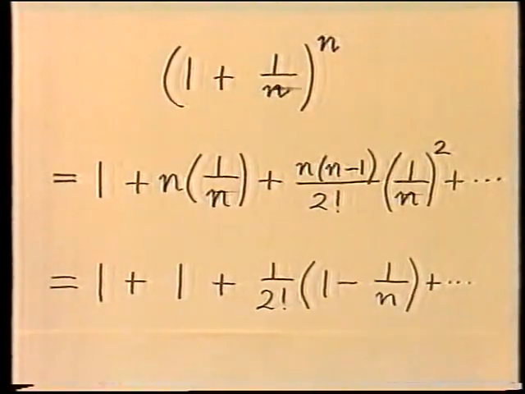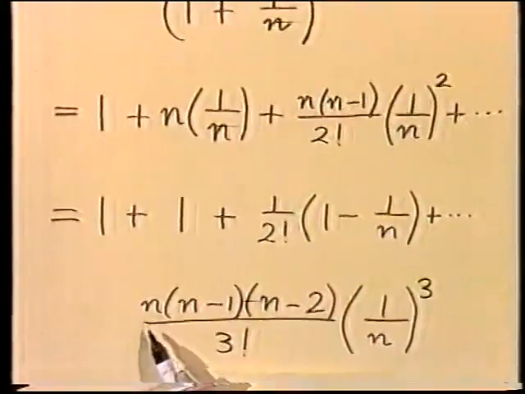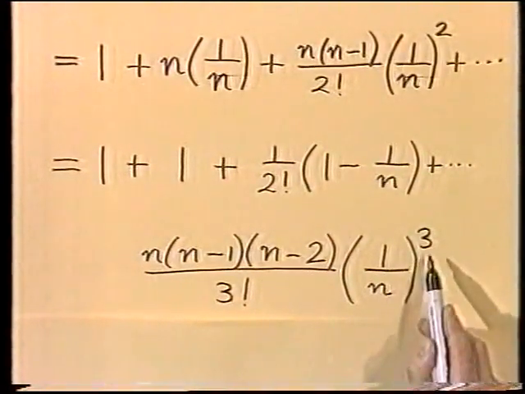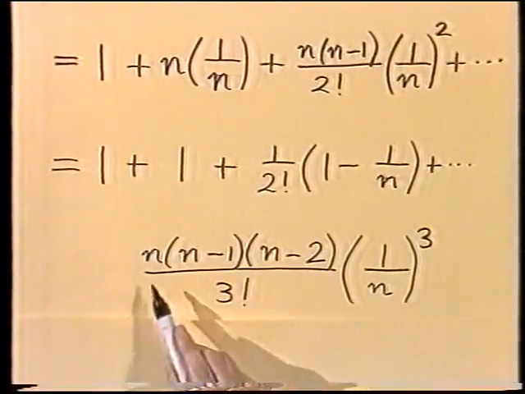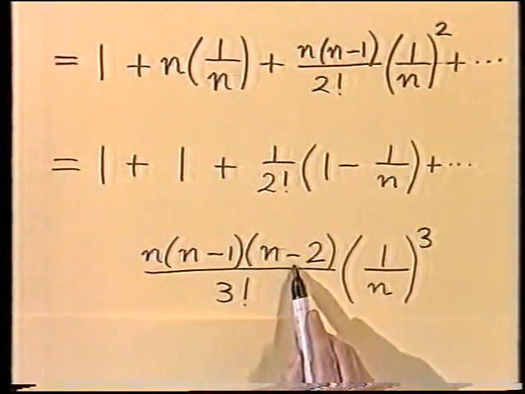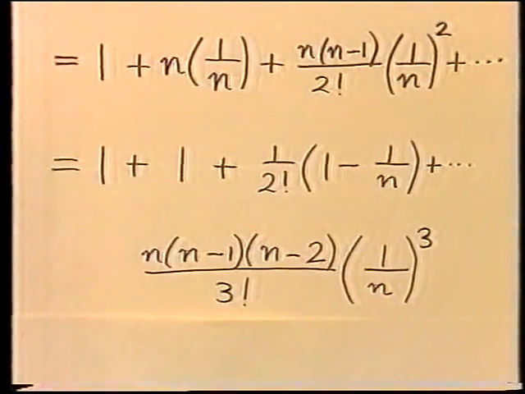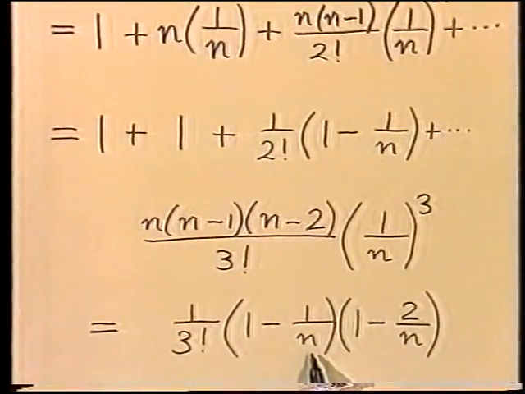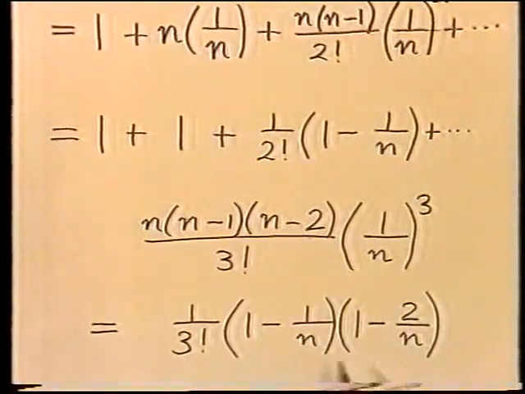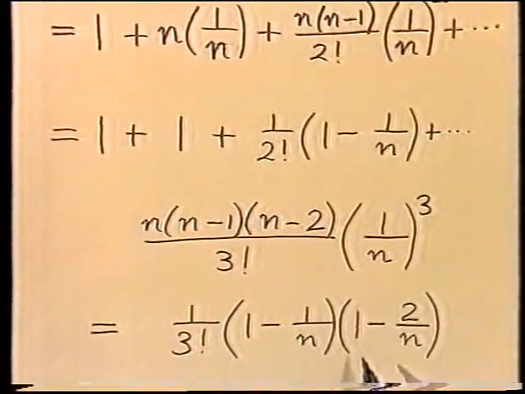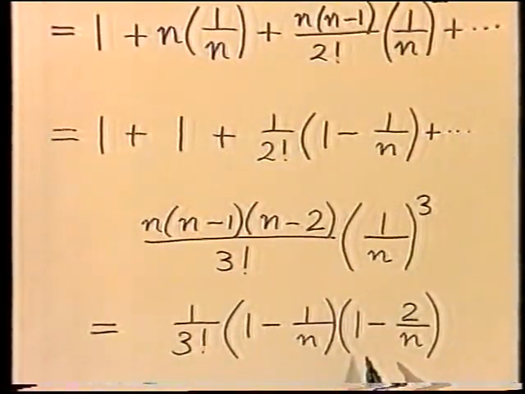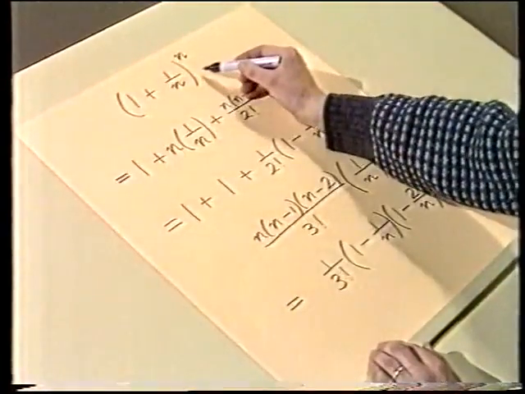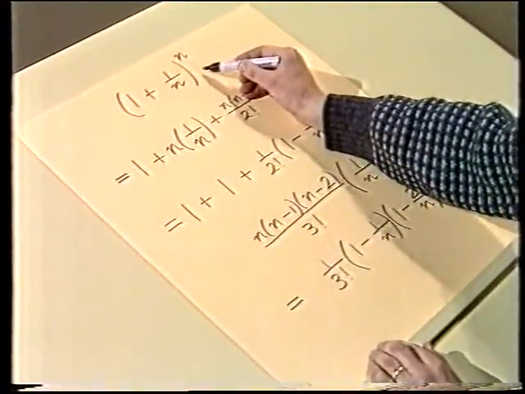What's the next term? Well, it's n times (n minus 1) times (n minus 2) over 3 factorial times 1 over n cubed. And once again, we can divide an n into this term and this term and this term from the n cubed, and that gives this. Well, this is increasing, and this is increasing, and so their product is increasing, and that shows that this term is increasing. And in the same way, we can show that the next term is increasing, and so on. And putting all that together, we find that our sequence, (1 + 1/n)^n, is increasing.